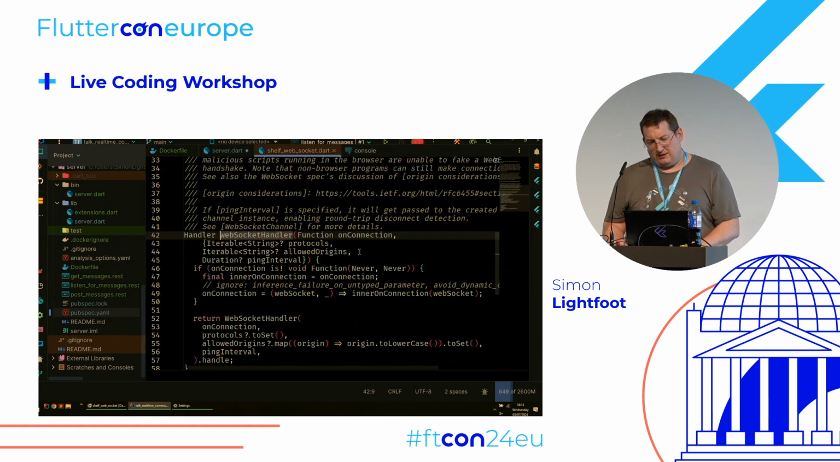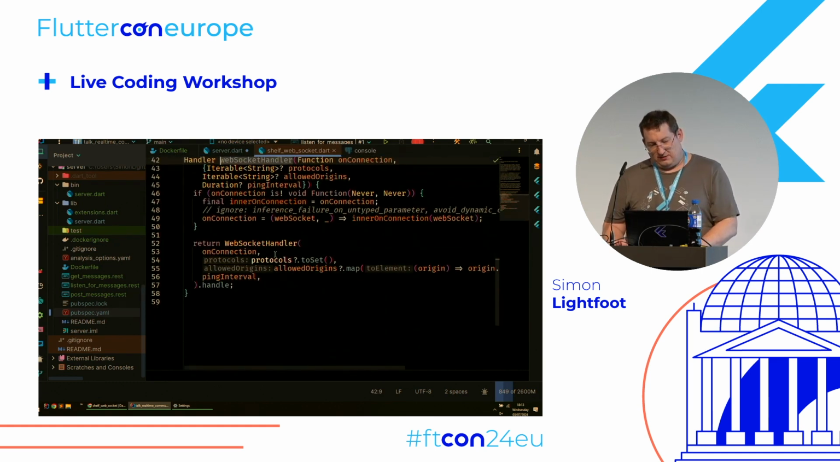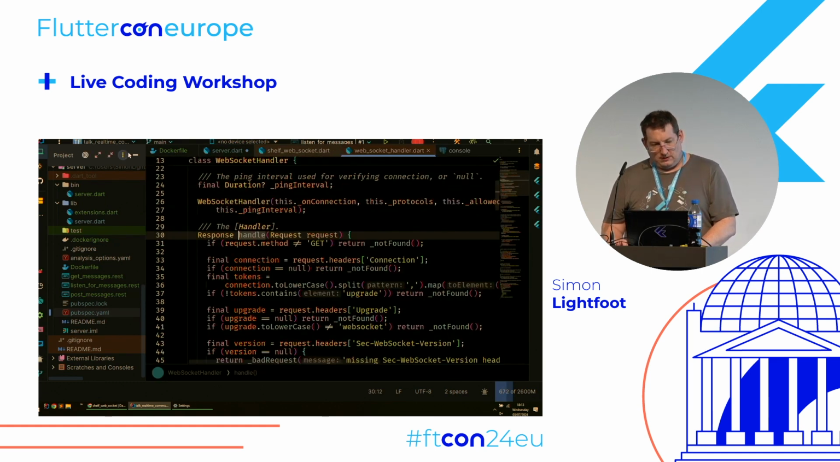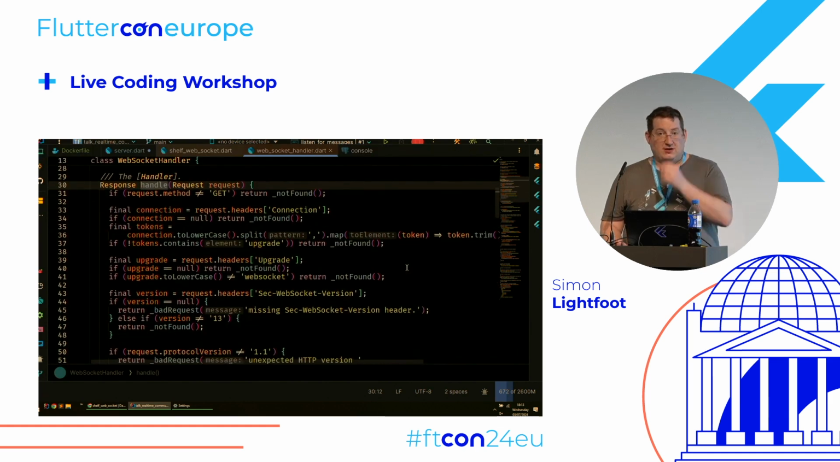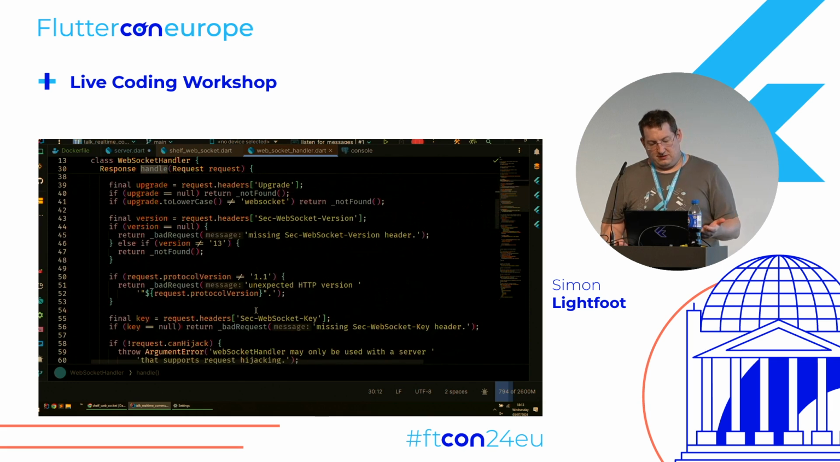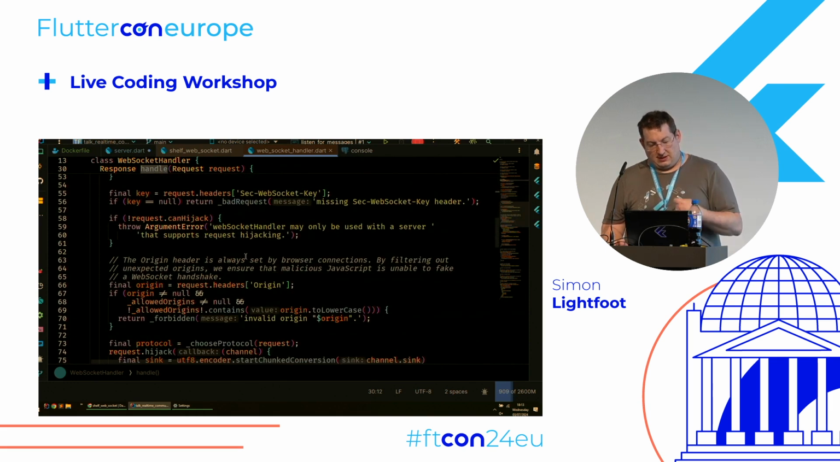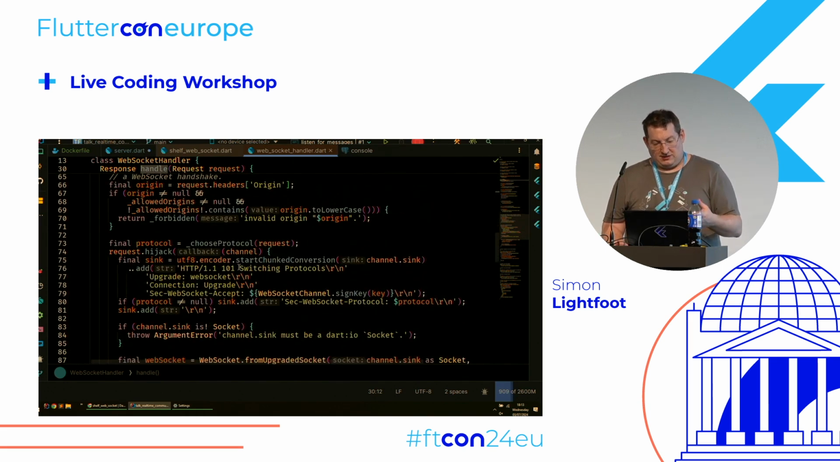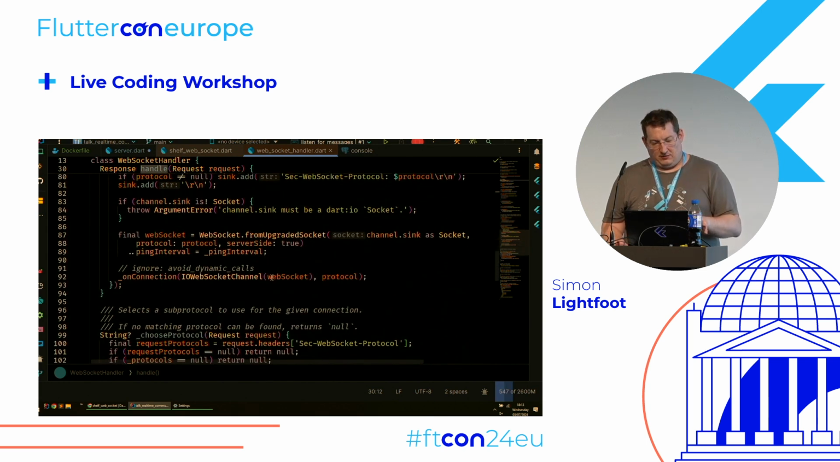So the WebSocket handler is just a normal HTTP handler under the hood. Here's the actual method that runs, just like we would write it ourselves. It checks the various parameters, sees if you've got an upgrade request, and matches the various things that the library supports. Then it will take over that request and stream the data directly. There's a whole protocol in here about how it switches and does the HTTP upgrade. At the end of the day, it's from upgraded socket.